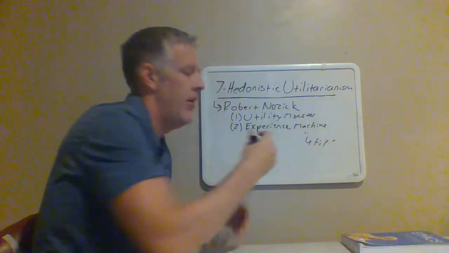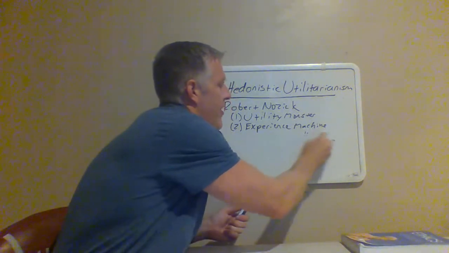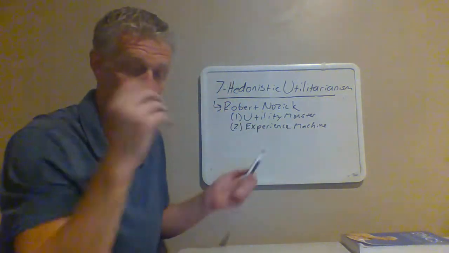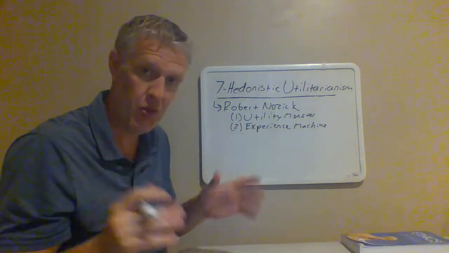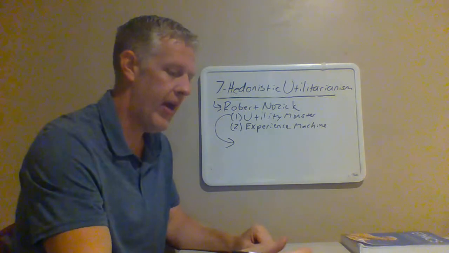A util is a way to try to capture a unit of pleasure or happiness, right? But that's an issue in itself. How do you even measure pleasure or happiness? Okay, but let's assume we could for the sake of argument. So we're talking about the utility monster, and we're on slide 20 here.